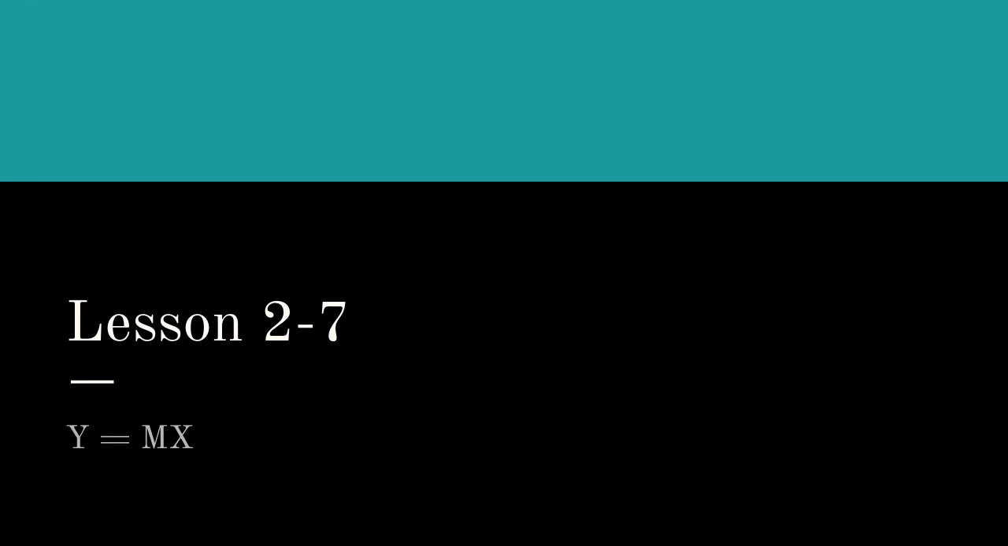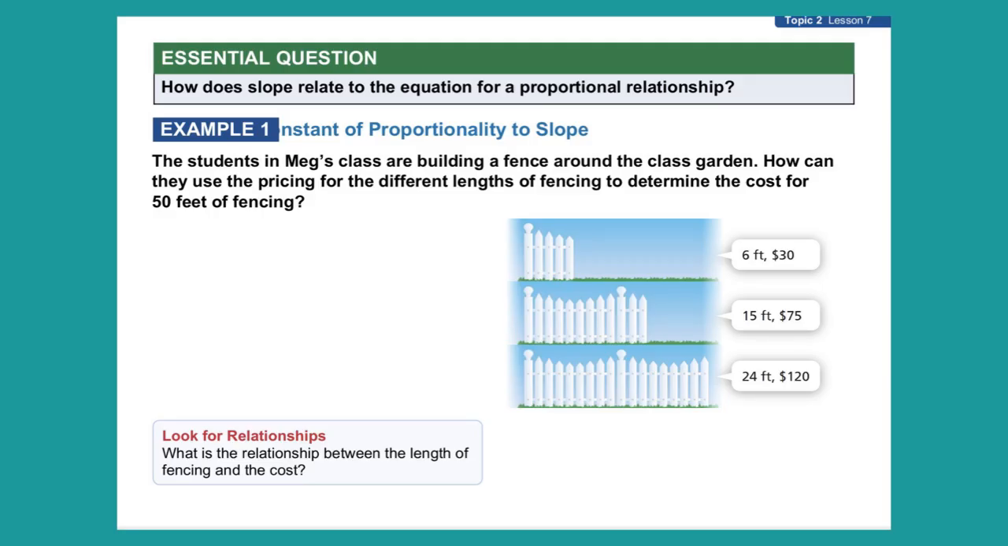This is lesson 2-7 and it starts in your workbook on page 134. This is example 1 on page 134. It says the students in Meg's class are building a fence around a class garden. How can they use the pricing for different lengths of fencing to determine the cost for 50 feet of fencing?